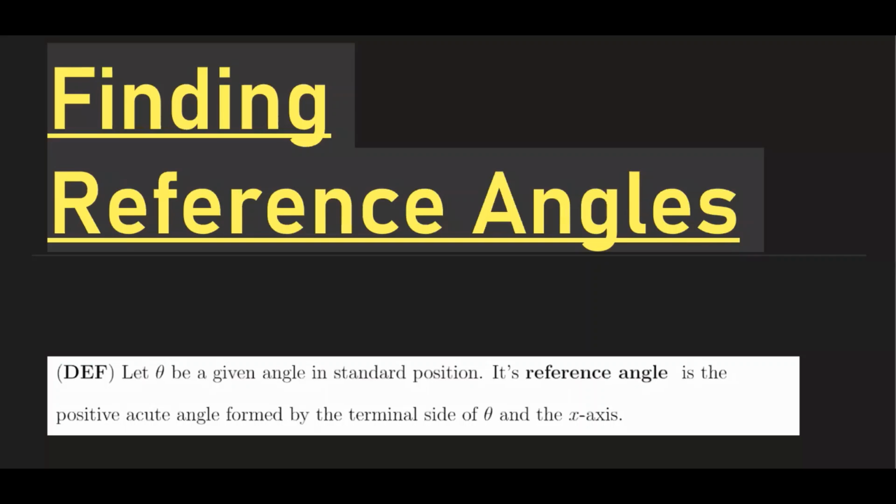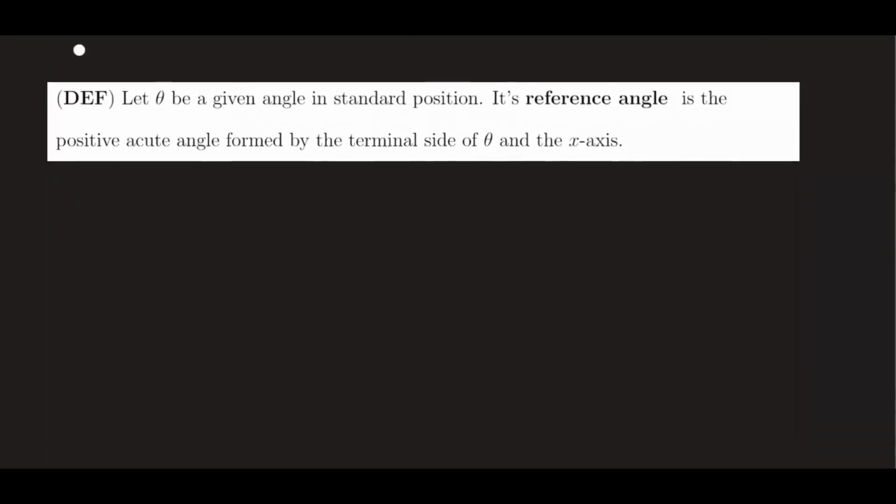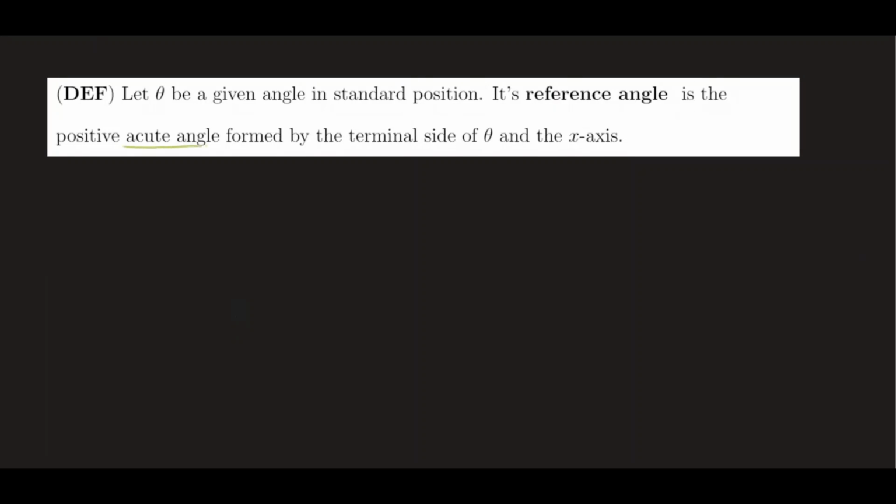In this video, we're going to talk about how to find a reference angle. So let's take a look at the definition we have here. The reference angle, well, suppose you're given a theta in a standard position, meaning you can draw it from the positive x-axis. Its reference angle is the positive acute angle, so that's the key idea.